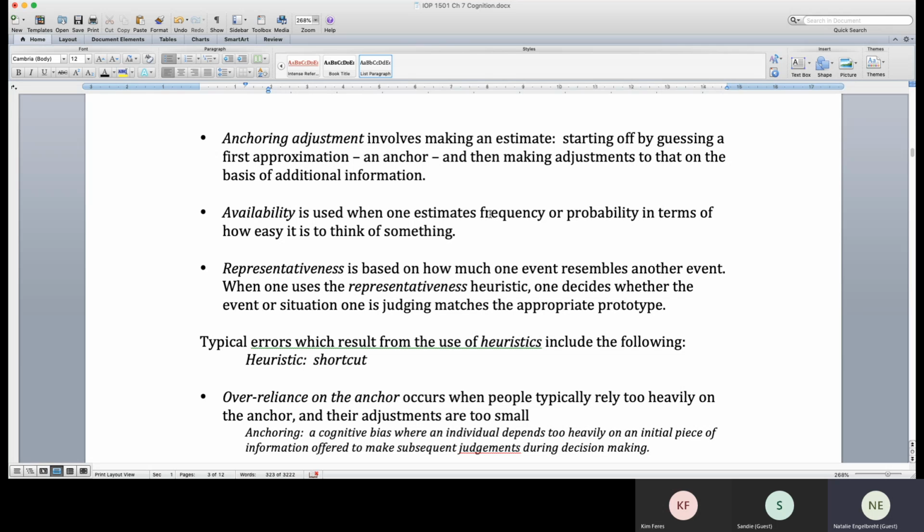Representativeness is based on how much one event resembles another event. When one uses the representative heuristic, one decides whether the event or situation one is judging matches the appropriate prototype. What is a prototype? It is a likeness. So I've had this before. I was in a situation like this before. What did I do then? Okay, that does represent what I am faced with now. So let me go with that.